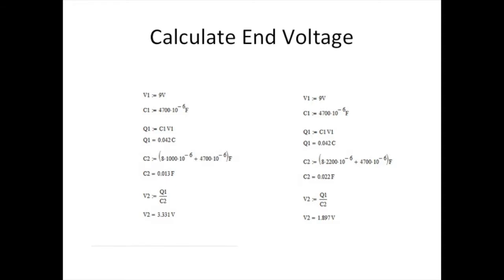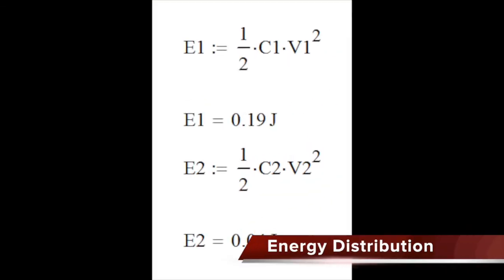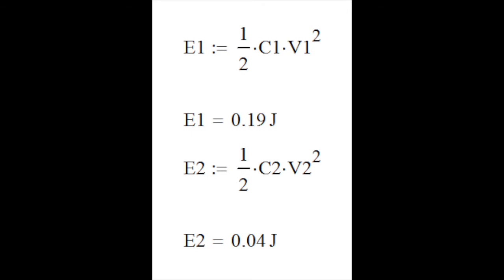Now I didn't have any 1,000 microfarad capacitors laying around the house, so I used 2,200 microfarad capacitors. I'll perform the same calculations for that system, and we see that my circuit should have an end voltage of about 1.9 volts.